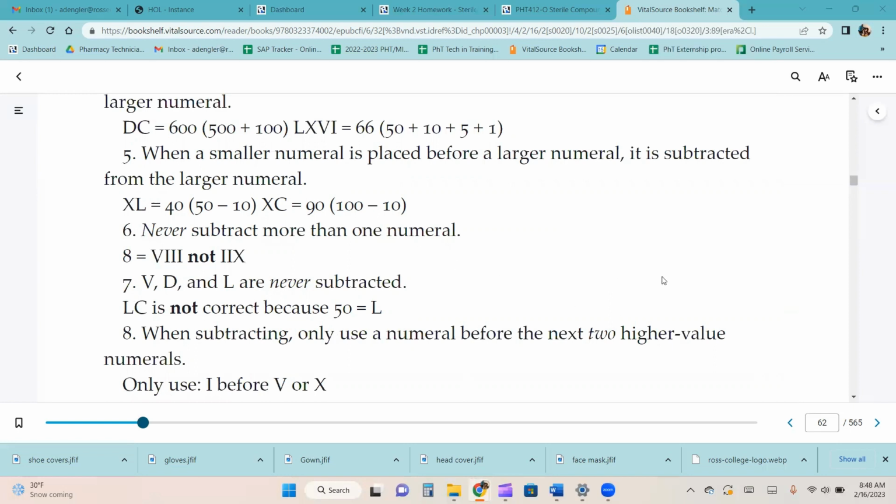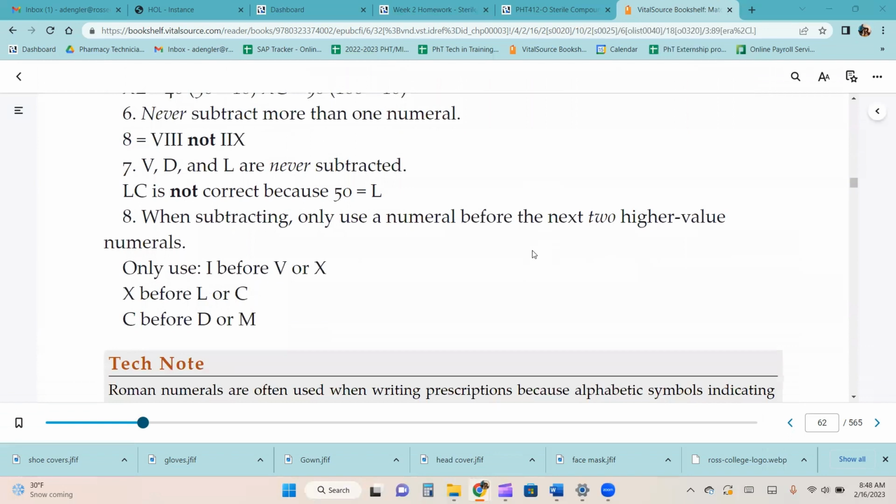Never subtract more than one numeral. VIII is 8, not IIX. V, D, and L are never subtracted. LC is not correct because 50 equals L. When subtracting, only use a numeral before the next two higher value numerals. Only use I before V or X, X before L or C, and C before D or M.